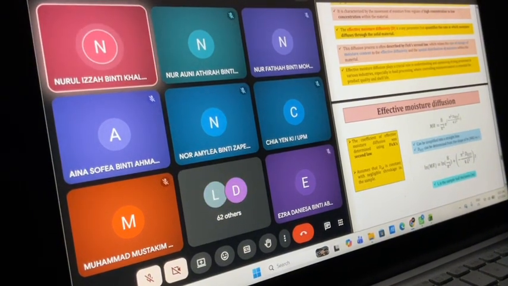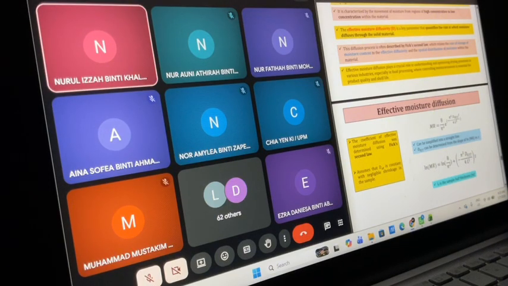Okay, do you have any questions related to the drying kinetics? Okay, if you do not have any questions, can we take a rest for around 10 minutes before we start?